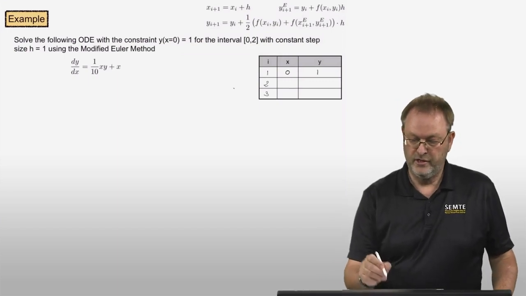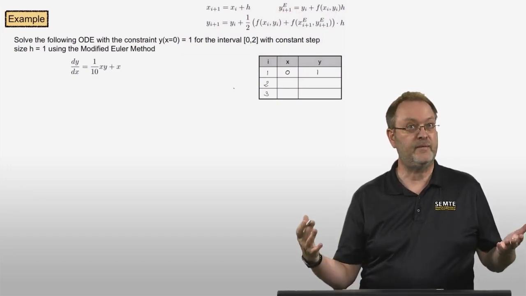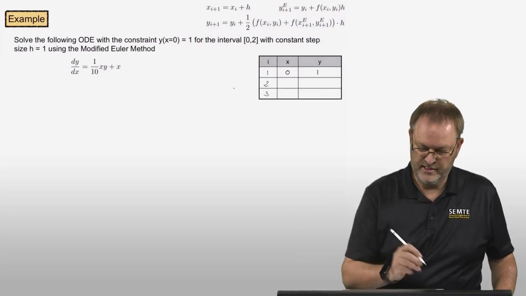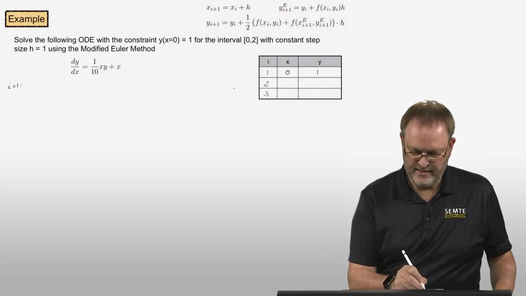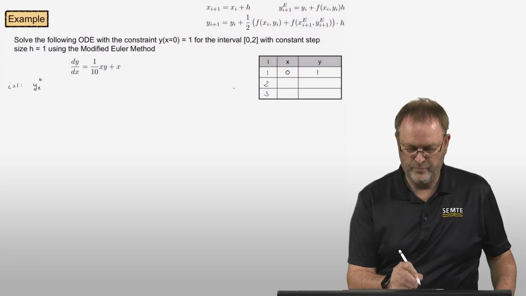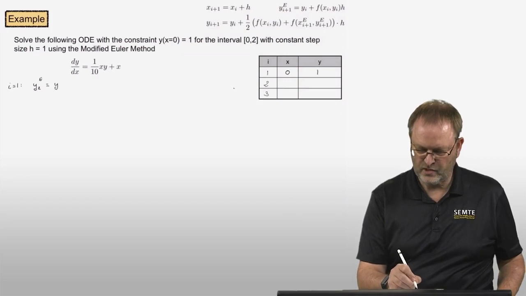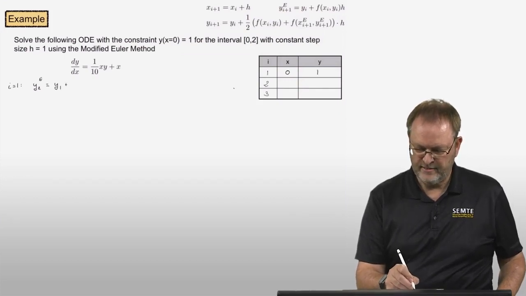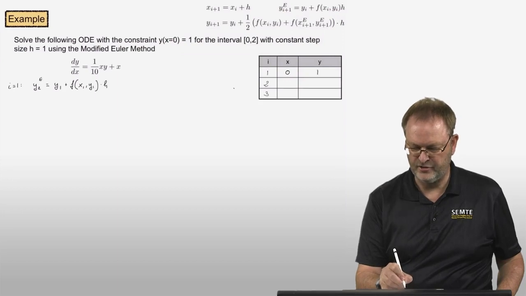Now, in order to use the modified Euler method, I first have to estimate what this Euler solution is using a step size of h. So let's begin. I'm going to start with i equal to 1. And the first thing is that I need to evaluate y_{i+1}, so y_2, superscript e for the Euler solution, which is equal to y_1 plus f evaluated at x_1, y_1 times the step size h.